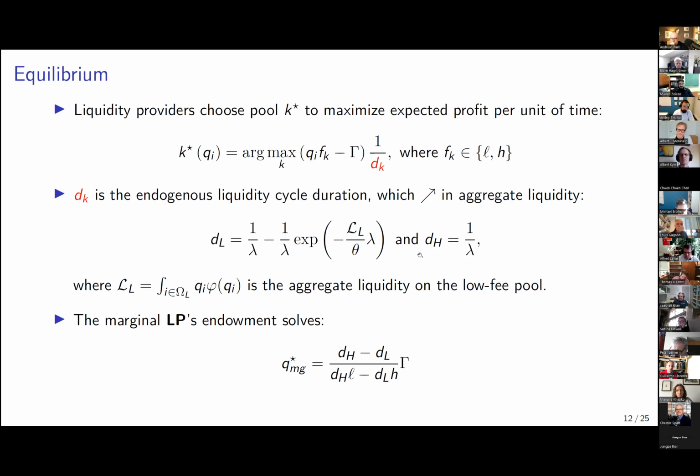So the marginal liquidity provider is indifferent between the two pools, right? And their endowment is proportional to the gas fee. So what's the trade-off? If you choose the low fee pool, then essentially you're getting to interact with more volume because that's where all the small trades are coming, but you have to rebalance more often. So you have to pay the fixed cost more often.